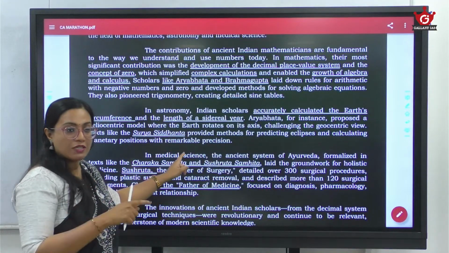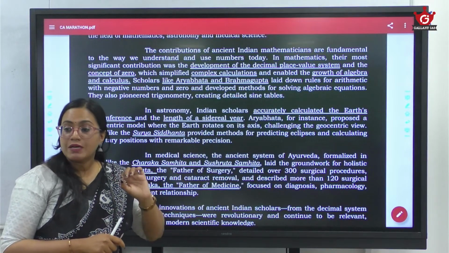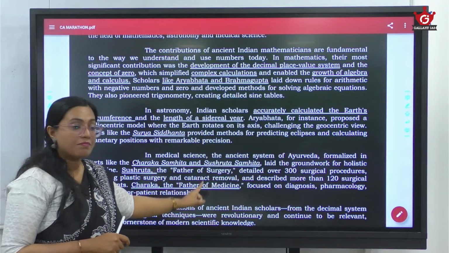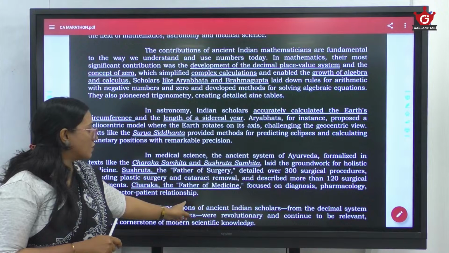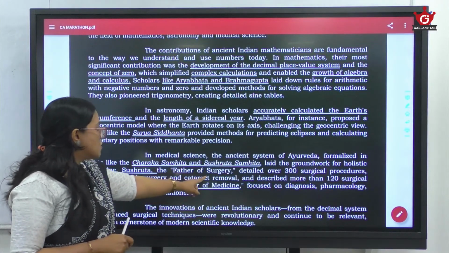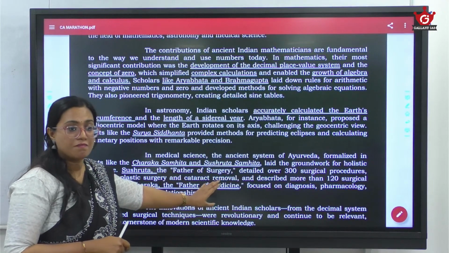So the famous book in astronomy is Surya Siddhanta. So when such a question is asked, everybody will be writing about the major books, especially in medical sciences. He is the father of surgery, another one is the father of medicine. Charaka Samhita and Sushruta Samhita. These books should be mentioned.